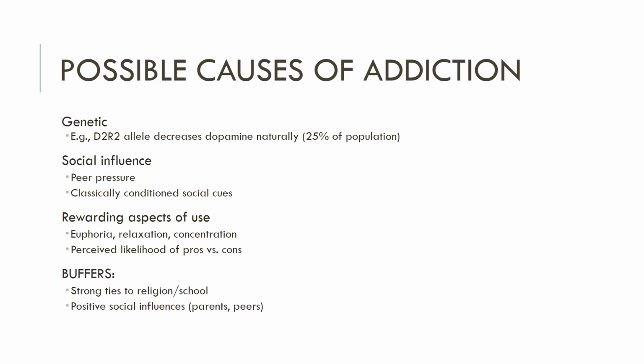So basically, if you've got a person walking around with lower levels of dopamine, this could put them at risk for an addictive disorder, substance or behavioral, as a way to increase those low levels of dopamine. There are also social theories as well, including peer pressure or classically conditioned social cues like out drinking with friends, and so why not smoke as well, for instance.